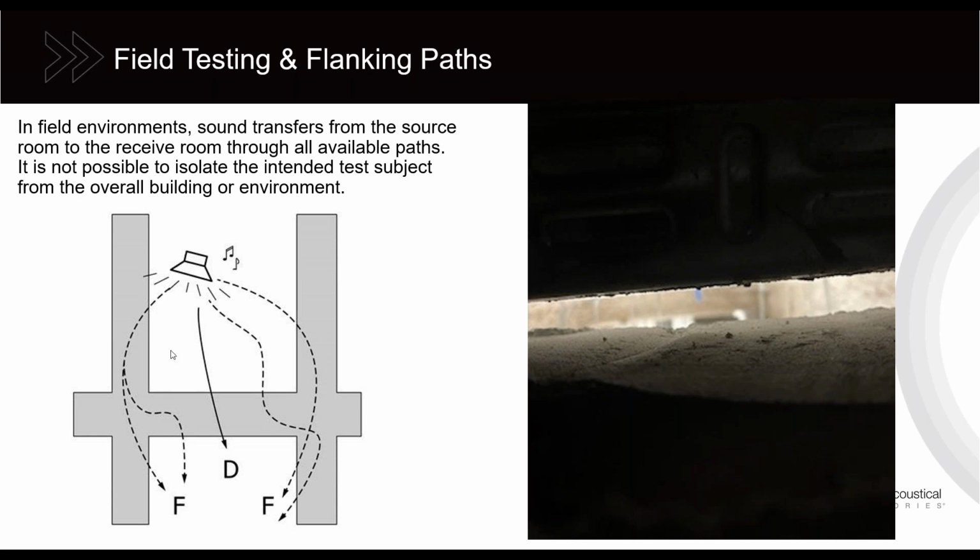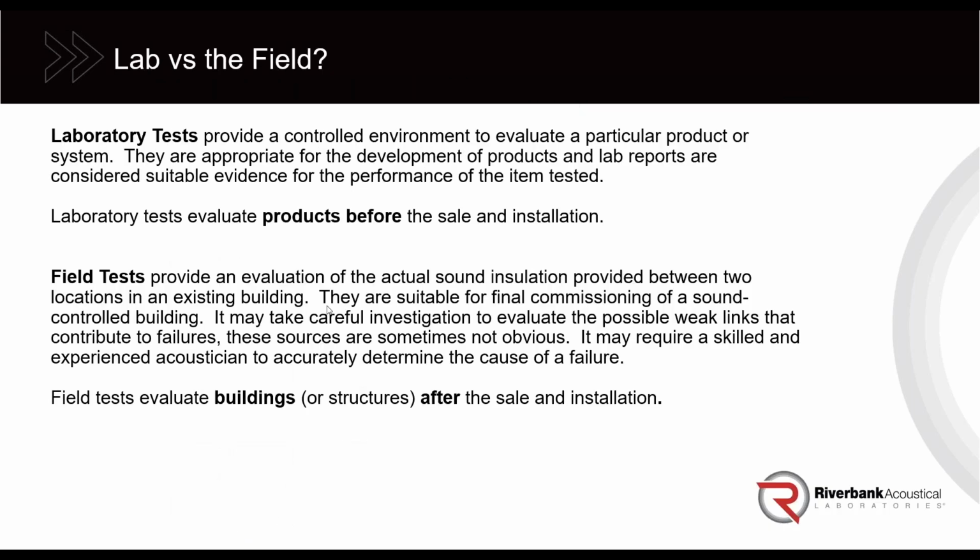So in field tests, you're not really measuring just the intended path of sound through the intended wall, but all possible paths that sound is taking from the source room to the receive room. So when to do lab tests versus field? Lab tests are performed on products and systems before the sale and installation, and field tests are performed on building systems after the building is built.